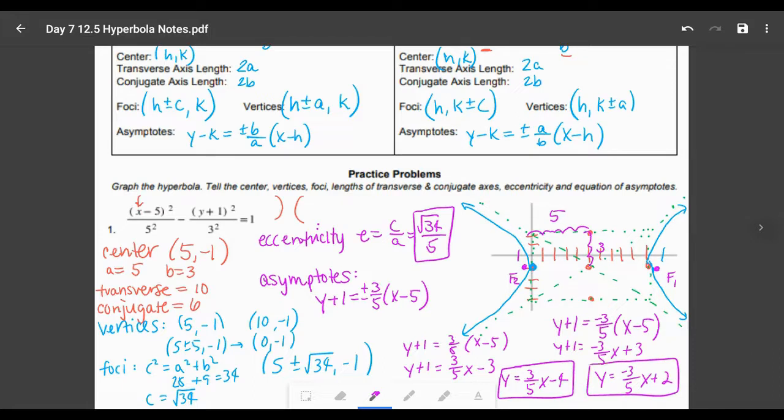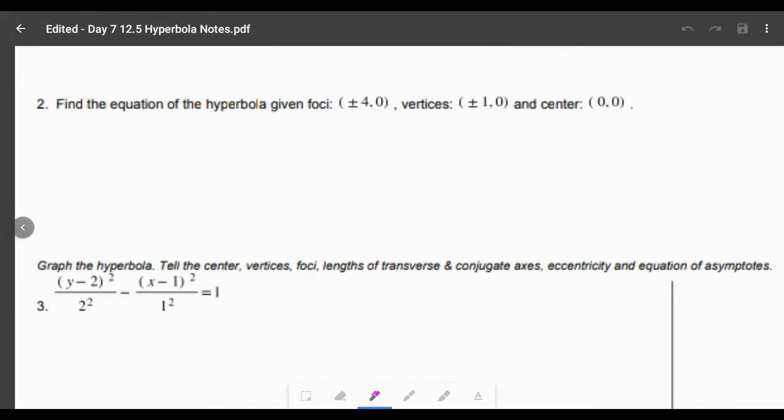So we can go and look at our graph and verify if these are really the right equations. So the one starts at negative 4. It goes up 3 over 5. That's this line. And then the other one starts at positive 2, and then goes down 3 and over 5. That's the other asymptote.